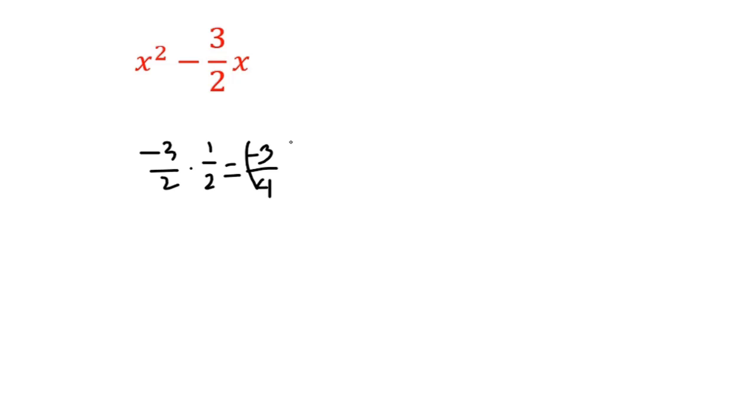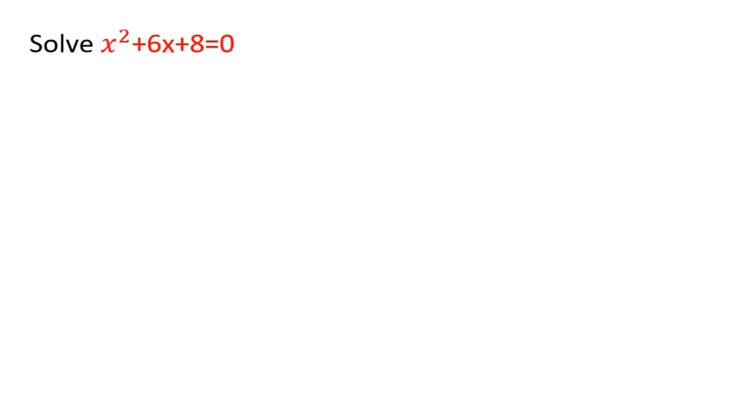Then, saka natin siya i-square. Pag nag-square tayo ng fraction, magiging negative 3 square over 4 square. Then, negative 3 square, negative 3 times negative 3, that is 9. And 4 times 4 is 16. So, ang i-add natin para maging perfect square trinomial ay 9 over 16.